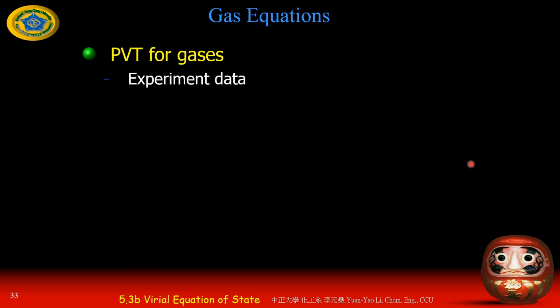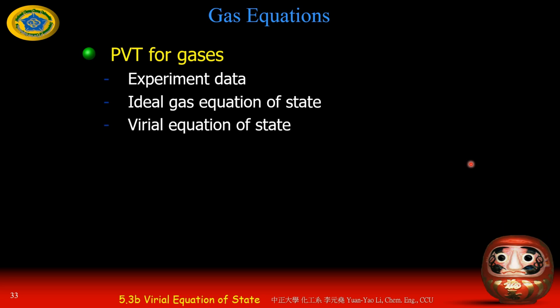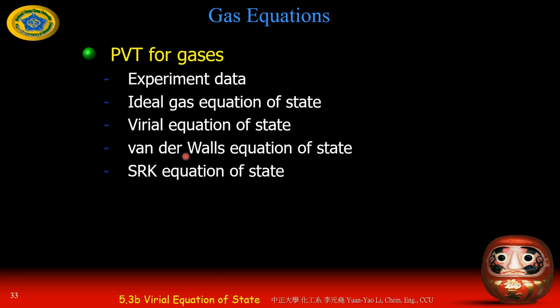So for the PVT for gases, you can get it from the experimental data, or the ideal gas equation of state, or the virial equation of state, right? This is for non-ideal gas. Non-ideal gas, we already introduced to you as the RK equation of state.